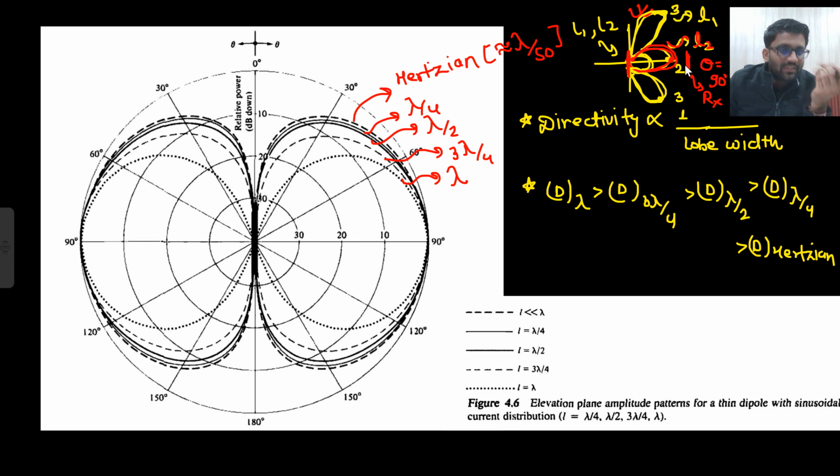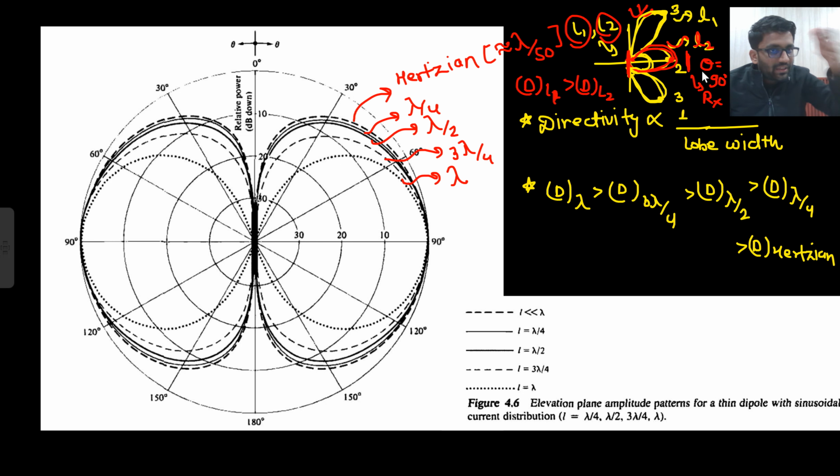So in which case will I receive more power? When the length is L1 or when the length is L2? Tell me your answer. The answer is when the length is L2. But sir, you just said that the directivity of L1 was more than L2. But how are you receiving more power at theta equals 90 degrees from L2?